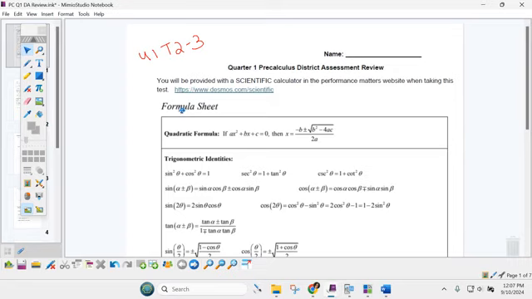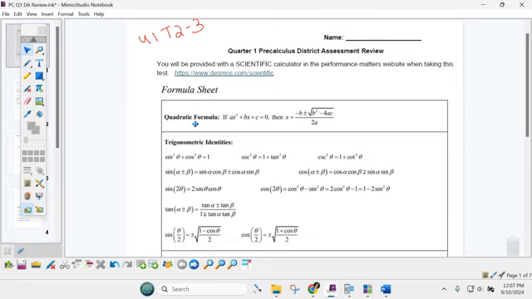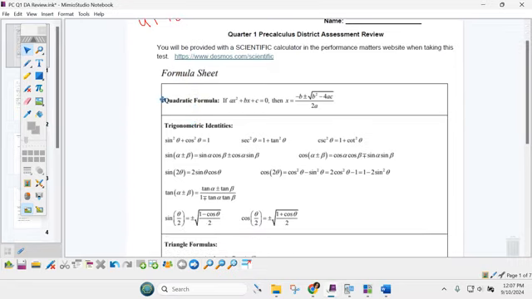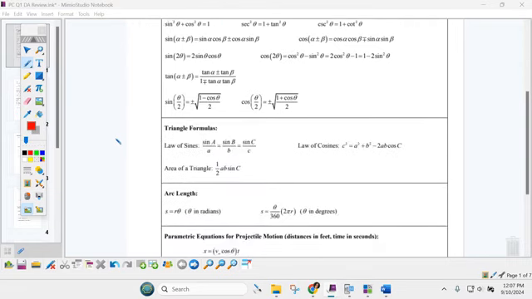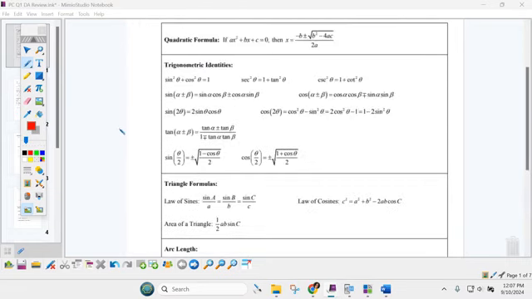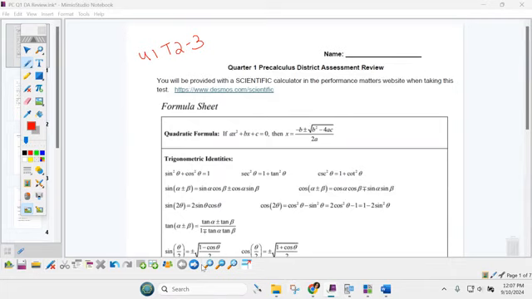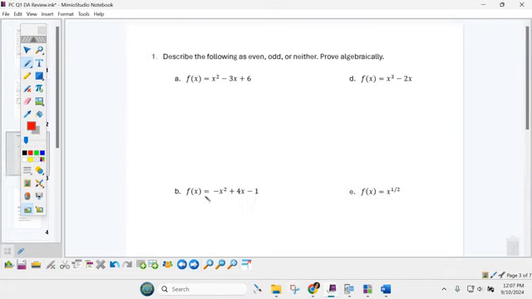Every district assessment, you will get a MCPS formula sheet. For Q1, none of these formulas apply. They will actually help us third and fourth quarter, but nothing on either page of this formula sheet applies to Q1. So let's get started with problem 1.